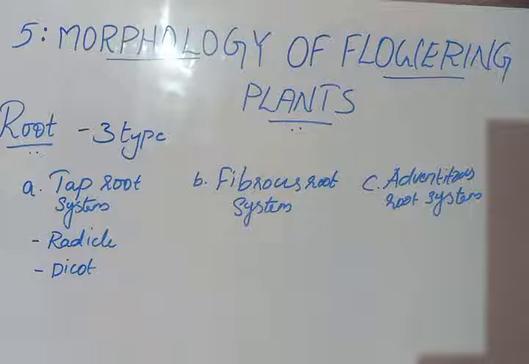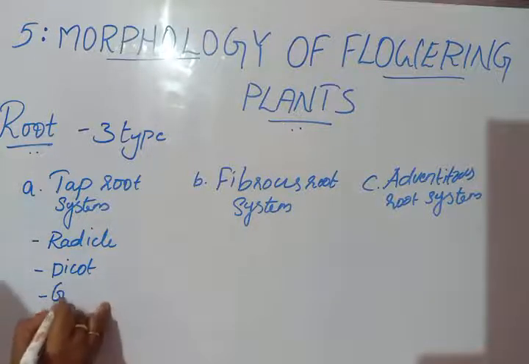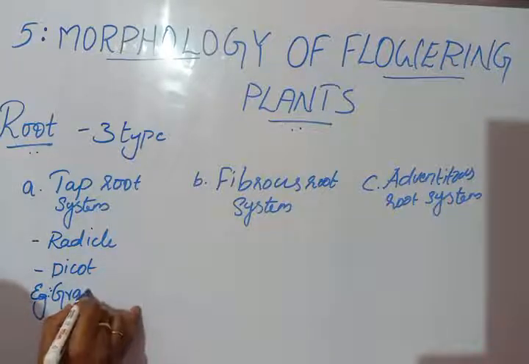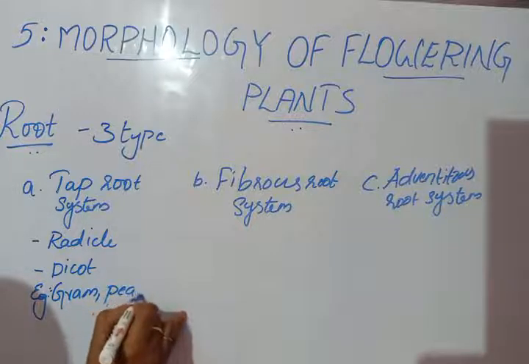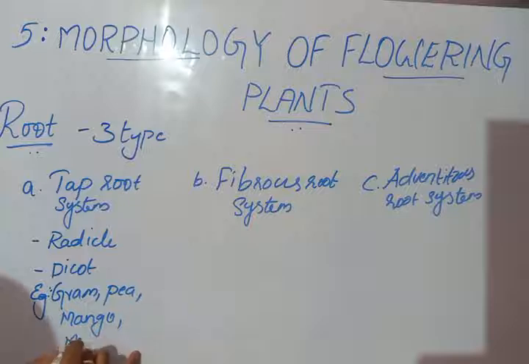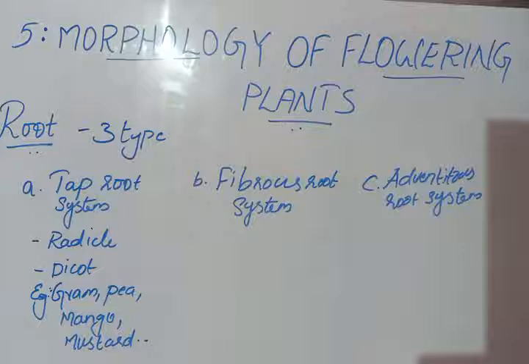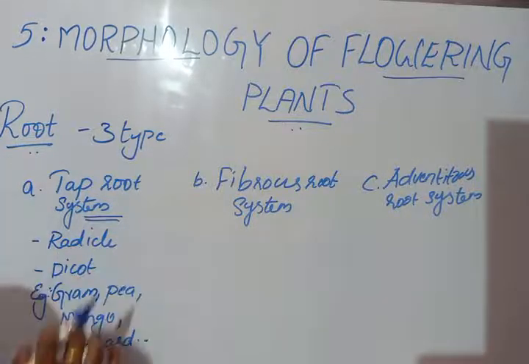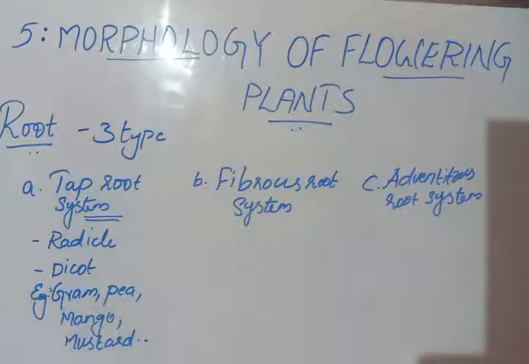Some examples: gram, pea, mango, mustard, etc. Almost all dicots have taproot system. So taproot system is the root which originates from the radicle. Most of the dicotyledon plants have taproot system. Examples: gram, pea, mango, mustard.